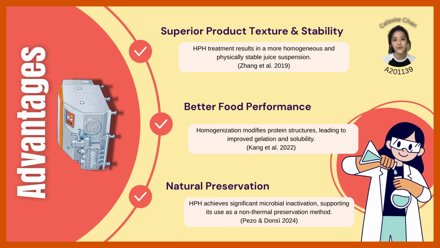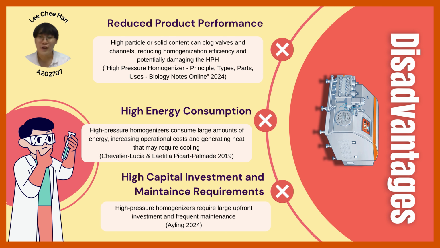Furthermore, for the disadvantages of the high-pressure homogenizer, first, reduced product performance may occur when samples contain high particle or solid content. Small valves and narrow channels can become clogged, which reduces homogenization efficiency and can potentially damage the internal components.